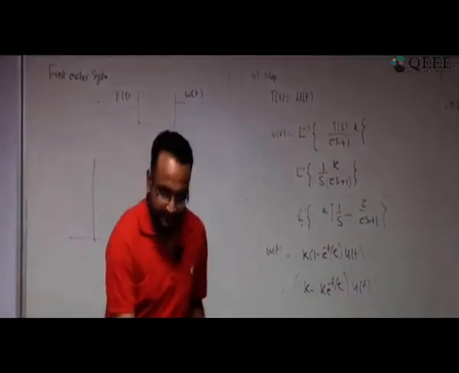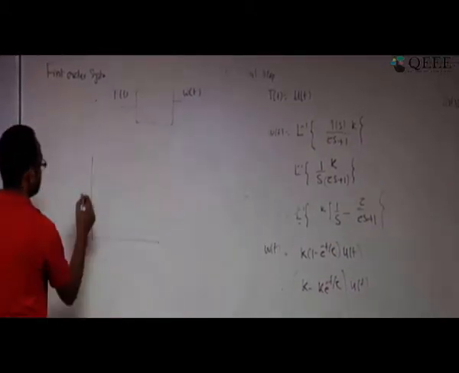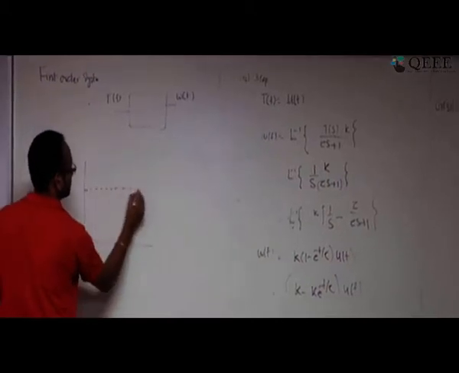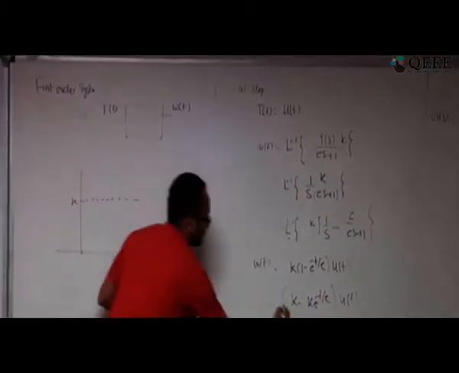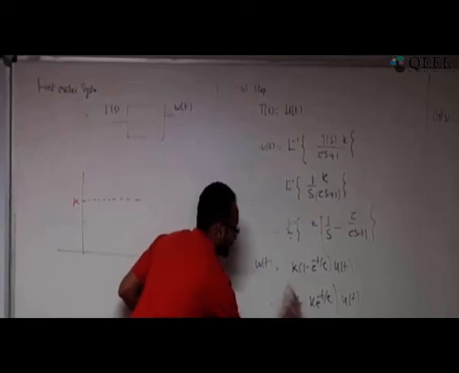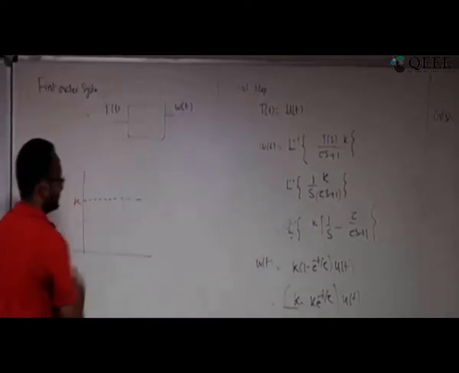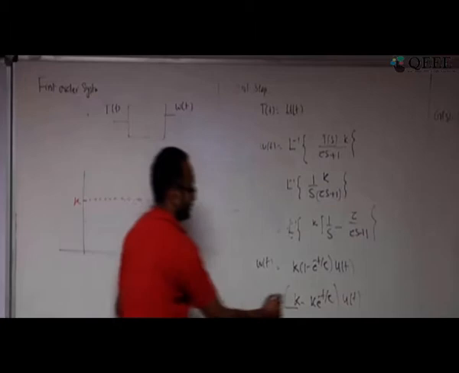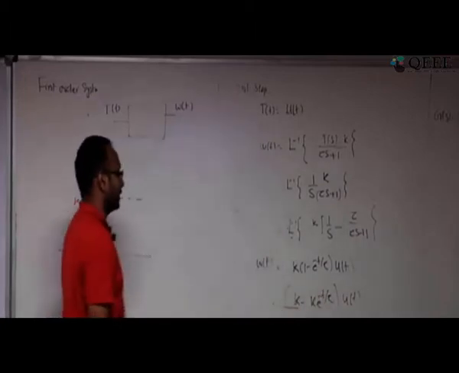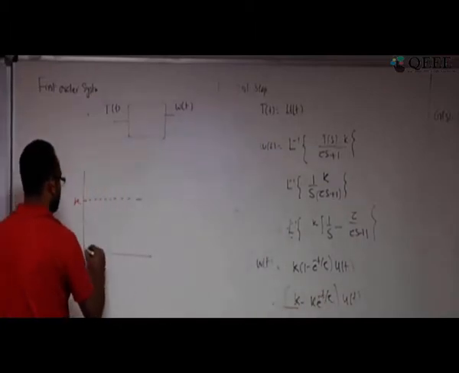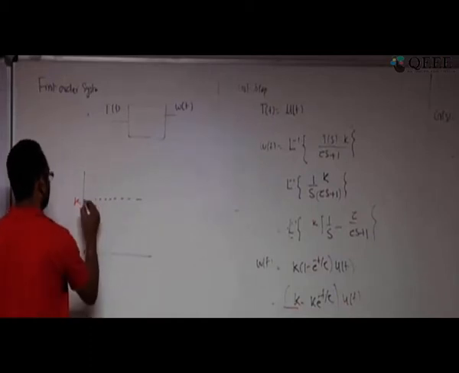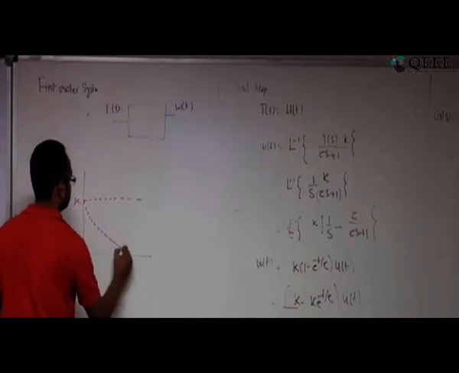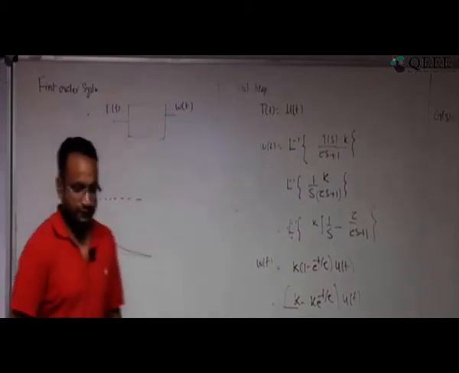The first term is k. Irrespective of time, one component is always fixed at k. Now look at the second part, k e^(-t/tau). The typical response goes like this. Oh sorry, it is going to be something like this. Let me use another pen for this.